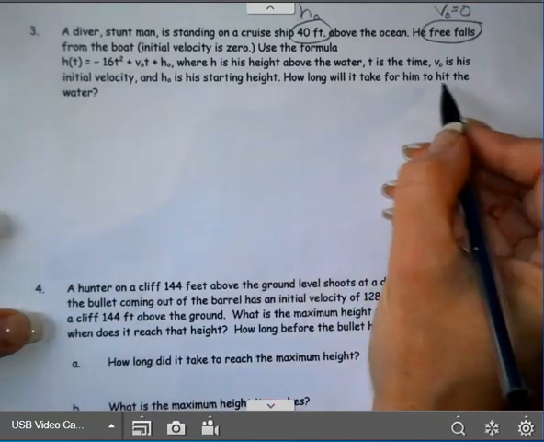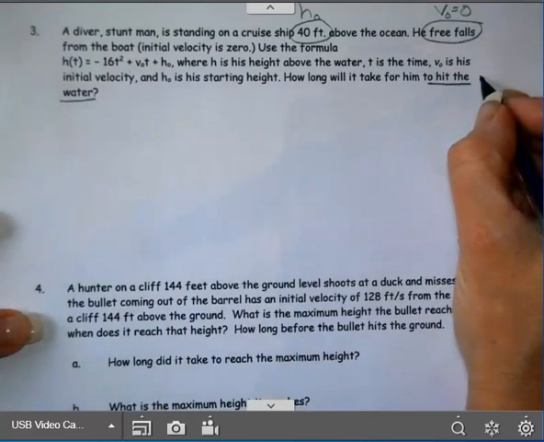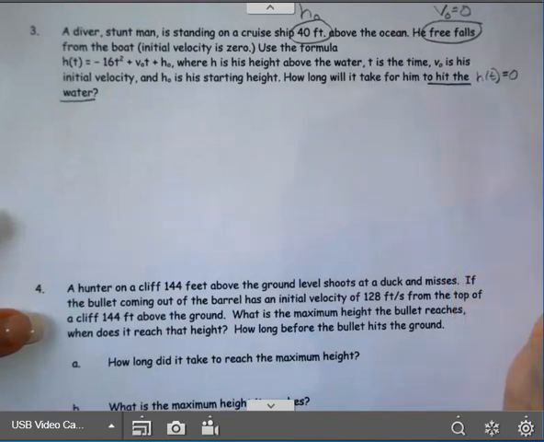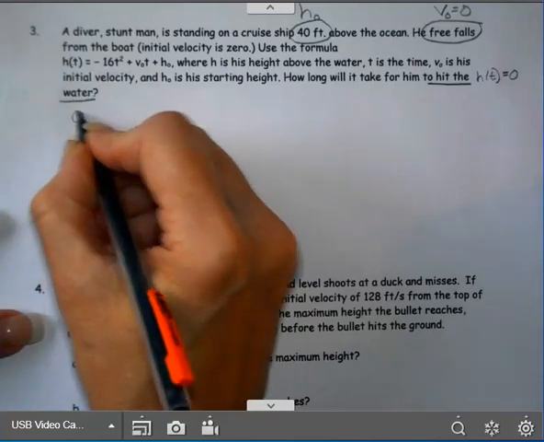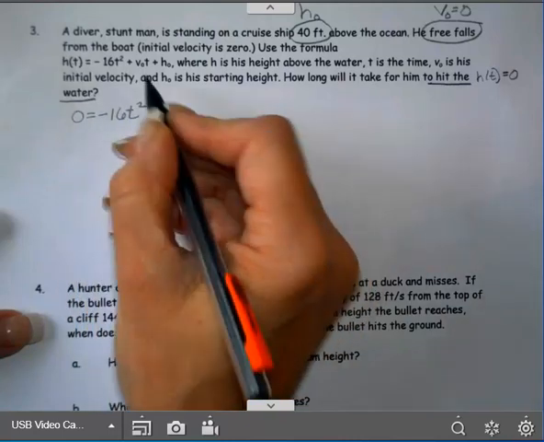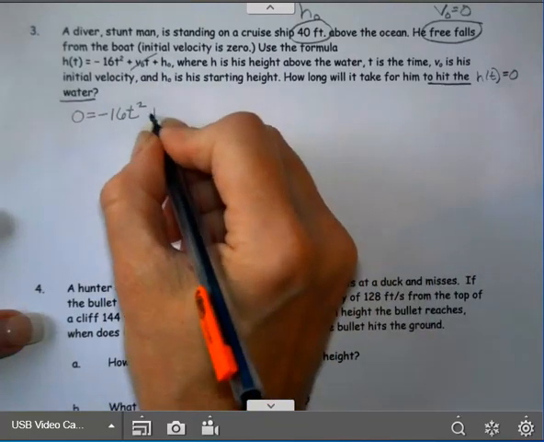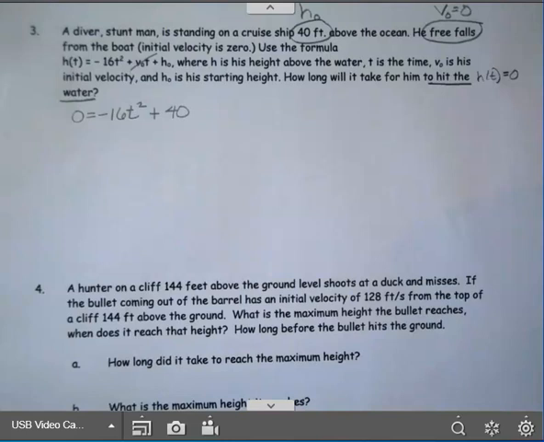Okay, and when I asked for hit the water, they just gave you the height, h of t, is equal to 0. So the height at the ground level or water level is going to be 0. So let's plug in everything we know. So our initial height is 0. That's equal to negative 16 t squared. Our initial velocity was 0, so 0 times t, that goes away. Plus our initial height, which is 40. I need to solve for t here.